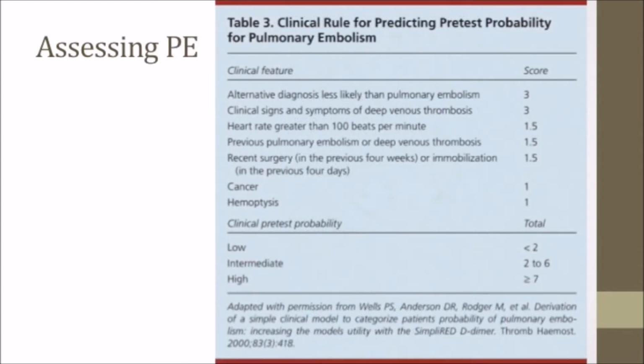The same thing can be done for pulmonary embolism. However, these questions are a little different from the ones on the DVT slide. It looks for things such as clinical signs and symptoms of deep vein thrombosis, which is 3 points, heart rate greater than 100 beats per minute, 1.5 points, previous pulmonary embolism or DVT, 1.5 points, recent surgery, which is 1.5 points, and then cancer, which is 1 point. These are then added up and given the probability of a high, intermediate, or low risk for developing a DVT.